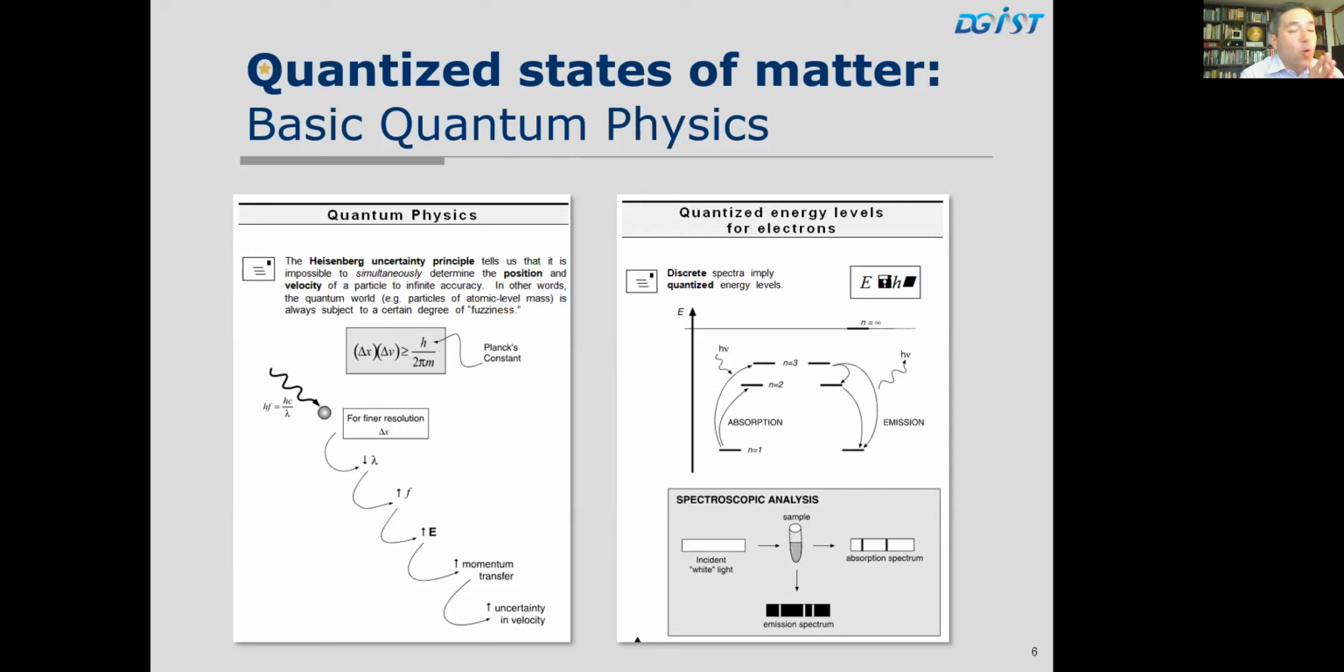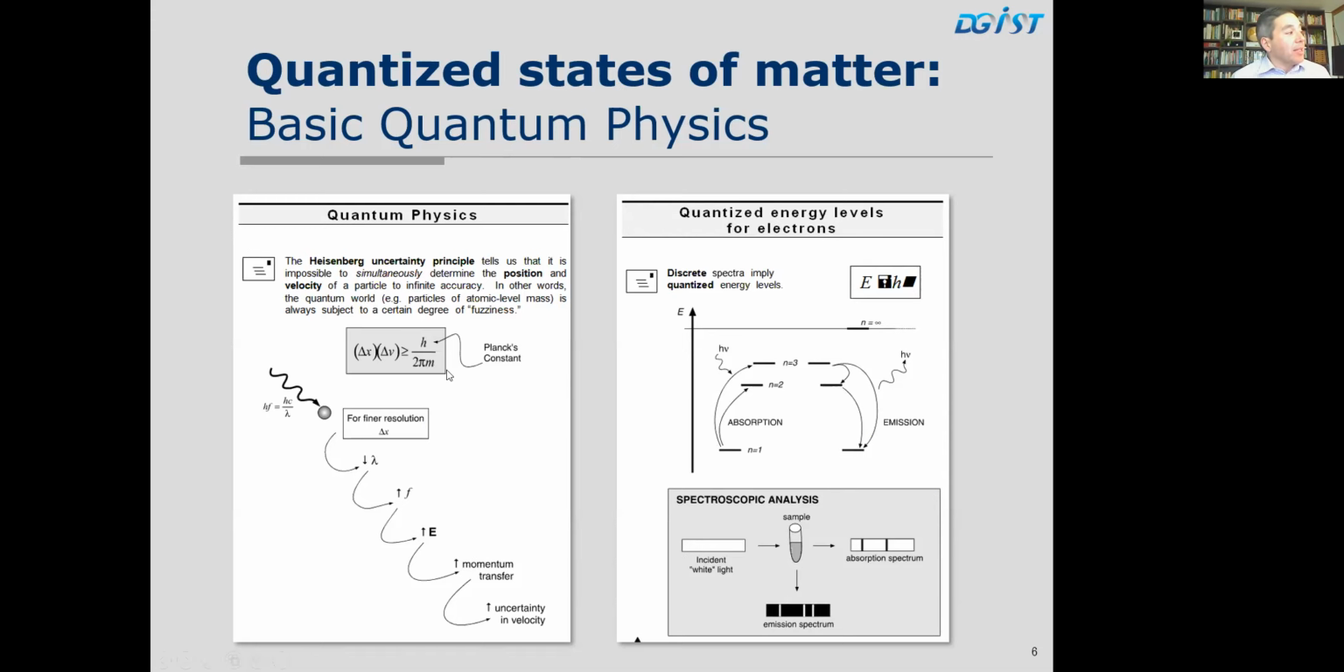So a basic concept in quantum physics, as you know, is the Heisenberg uncertainty principle. And the Heisenberg uncertainty principle, as expressed here on the left side, tells us that it is impossible to simultaneously determine the position and velocity of a particle to infinite accuracy. In other words, the quantum world has a certain intrinsic fuzziness to it. We can express this as a delta of a position, that's an x, and a delta of a velocity. The product of those is going to be at least some minimum number determined by Planck's constant. And that minimum number means that this product cannot be zero. In other words, the difference cannot be zero.